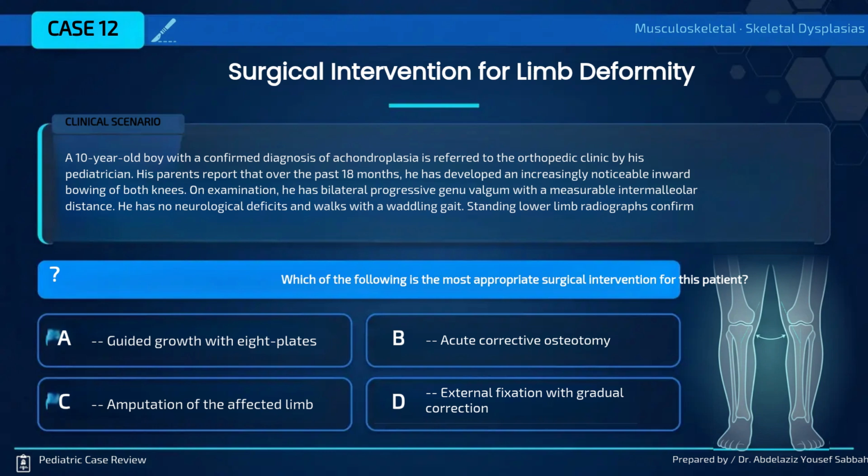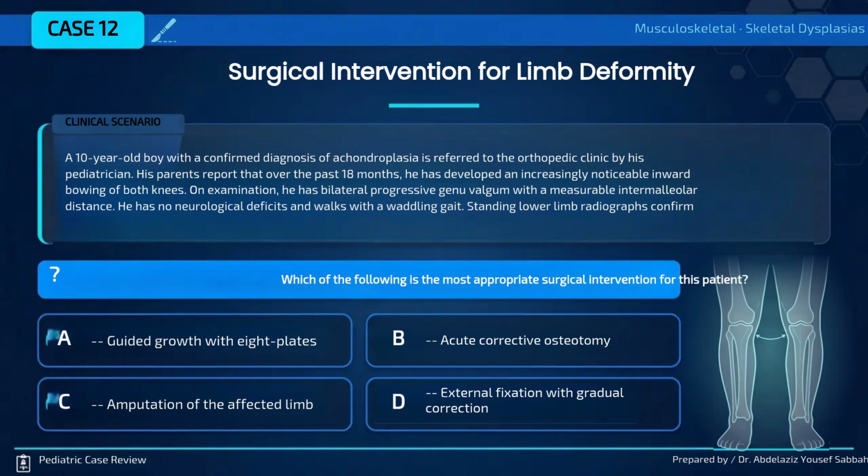Case 12. A 10-year-old boy with a confirmed diagnosis of achondroplasia is referred to the orthopedic clinic. His parents report that over the past 18 months, he has developed an increasingly noticeable inward bowing of both knees. On examination, he has bilateral progressive genu valgum with a measurable intermalleolar distance. He has no neurological deficits and walks with a waddling gait. Standing lower limb radiographs confirm progressive bilateral valgus deformity of the knees with open growth plates. His bone age is consistent with his chronological age.